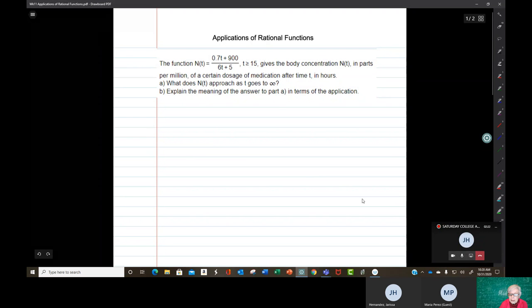So here we go. Applications of rational functions. How are they used? Well, this function N of t equals (0.7t plus 900) over (6t plus 5), where t is equal to or greater than 15, gives the body concentration N of t in parts per million of a certain dosage of medication after time t in hours. What does N of t approach as t goes to infinity?